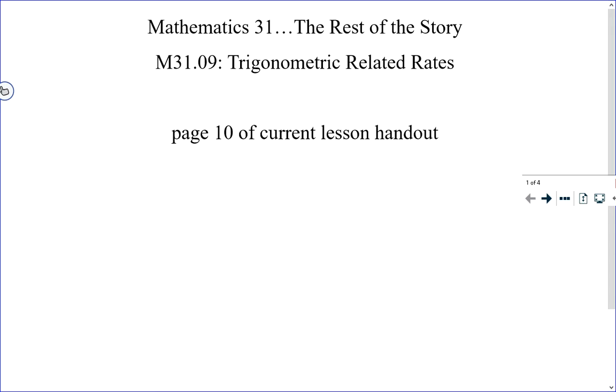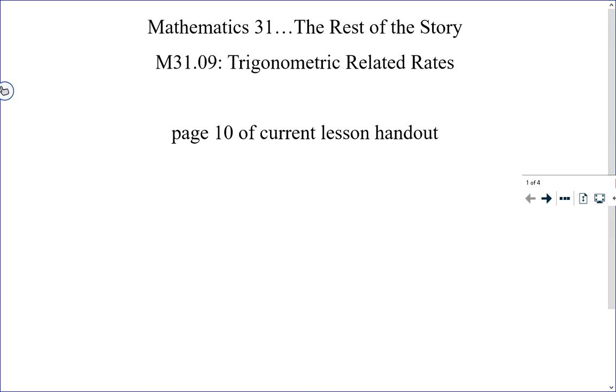We're going to be moving on today and looking at one application of trigonometric differentiation, which is an application of differentiation that you've already covered. It's related rates. And we're going to be doing two examples. These examples can be found on page 10 of your current lesson handout.